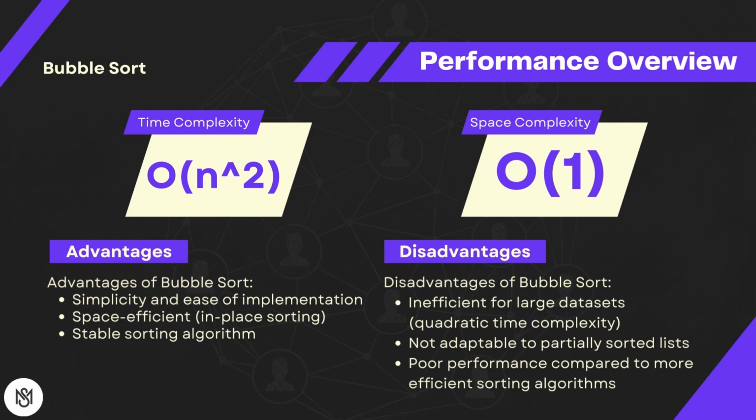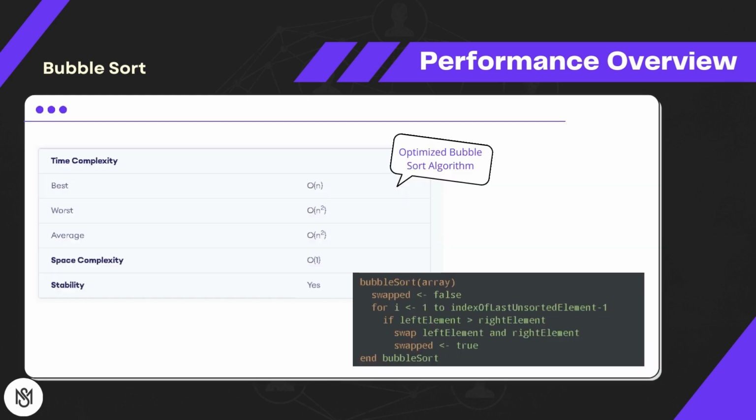Now, what are the disadvantages? It's not efficient for large data sets because time complexity is high. It's not adaptable to partially sorted lists. And this is also a poor performance compared to the other efficient sorting algorithms. So here's a tabular representation of time complexities. One thing to notice is that the best case can be O of n and not O of n square, but we need to use optimized bubble sort algorithm.